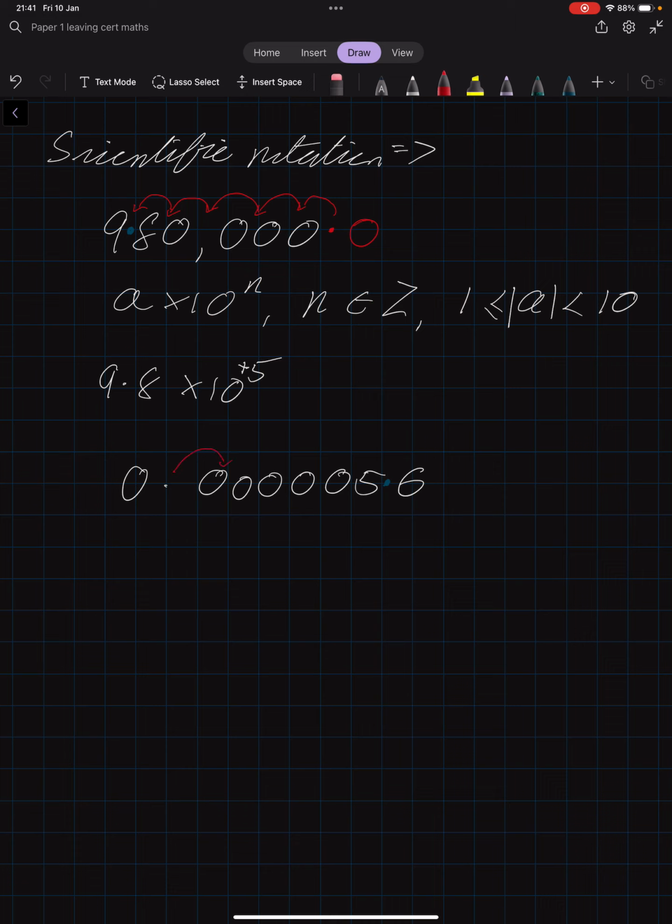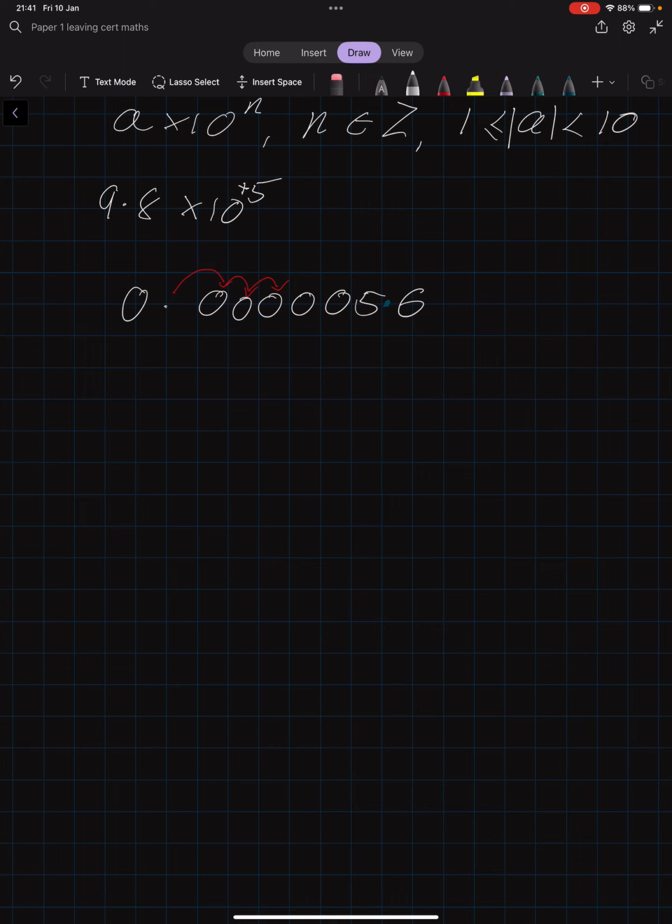Now, how many places does it move over? In this case, it moves over 1, 2, 3, 4, 5, 6. It moves over 6 spaces, and therefore the answer is 5.6 multiplied by 10 to the power. Okay, now it moves to the right. If it moves to the left, it's positive. If it moves to the right, it's negative. So negative 6. Okay, and that's it. That's all scientific notation. Okay, that's all you do. It's also called standard form.